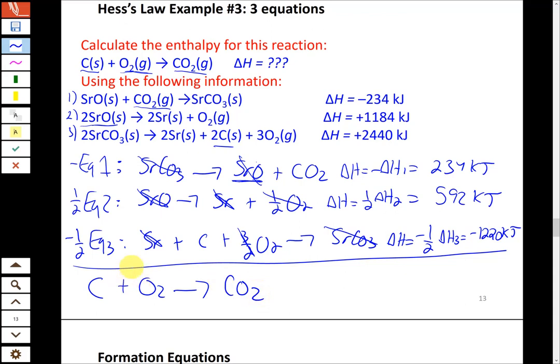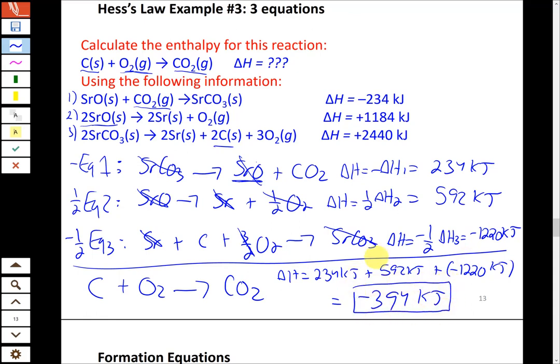So that leaves the correct coefficient for O2, and then the only product that's left after all that is CO2. So that got us to the equation we wanted, and then the delta H is just going to be these three numbers added together. 234 plus 592 plus negative 1220, minus 394 kilojoules. All right, so again, that is a terribly inefficient and roundabout way to get delta H for the combustion of carbon to make CO2.